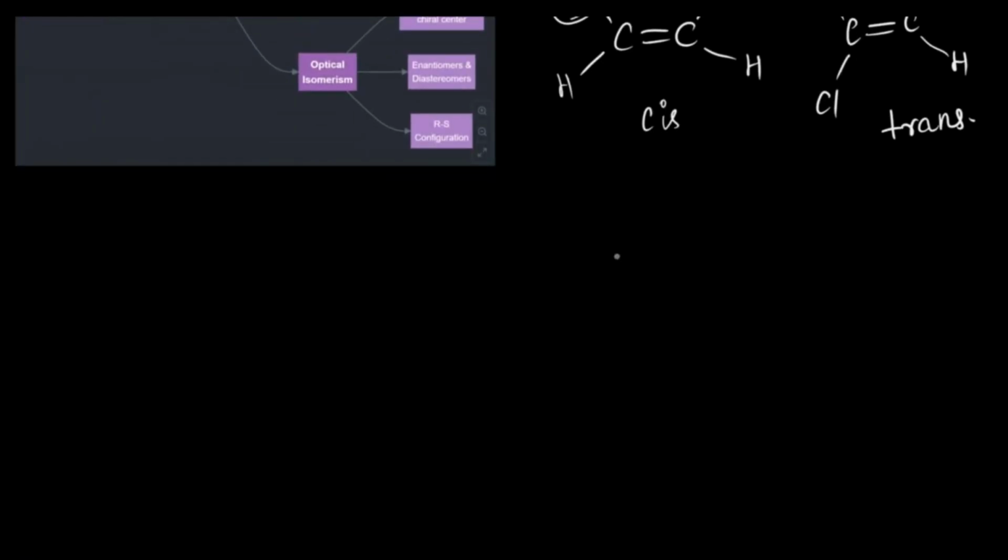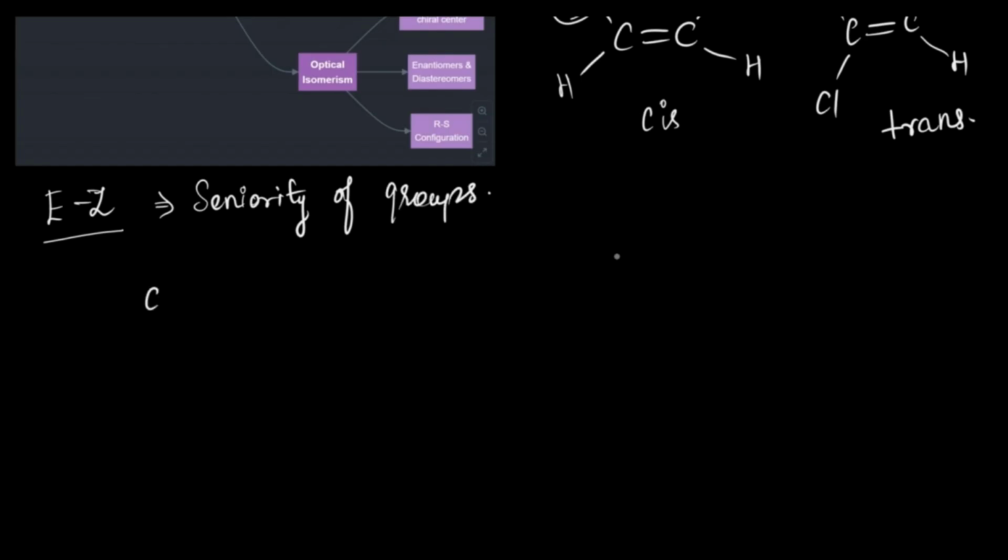classification? That is EZ. EZ isomerism. What is the difference between these two? Once again, this also deals with the restricted rotation. This also deals with the double bonds where the restricted rotation is possible. Here, the important point is seniority of groups. What is seniority of groups?